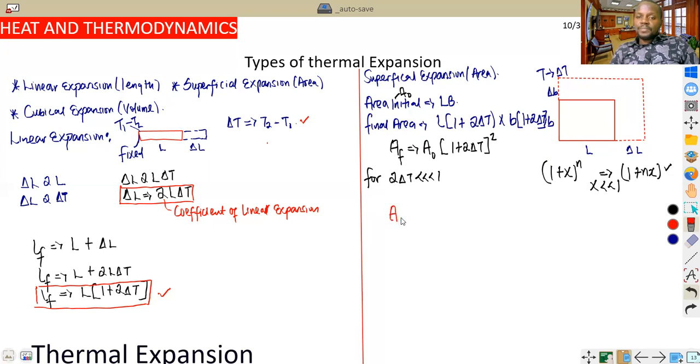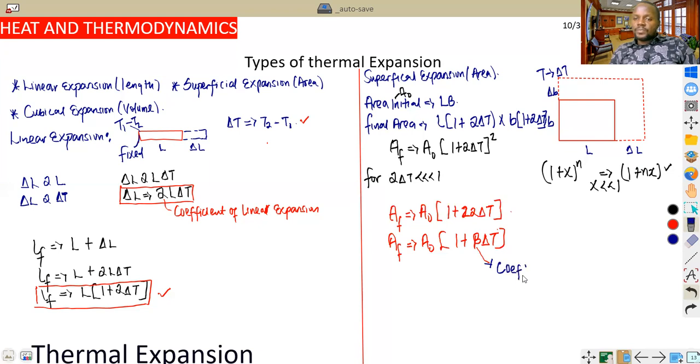We say the final area will be equal to the initial area, open bracket, 1 plus 2 alpha delta T. I have followed the knowledge of binomial expansion. Now, this 2 alpha delta T is another thing we need to understand. We can rewrite the final area as equal to the initial area, open bracket, 1 plus beta delta T. Now, this beta you have seen here is a definition given to what we call the coefficient of superficial expansion.